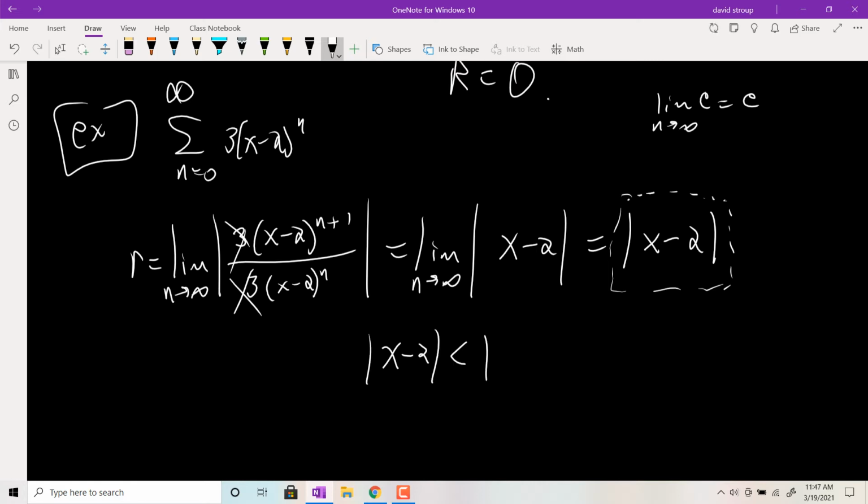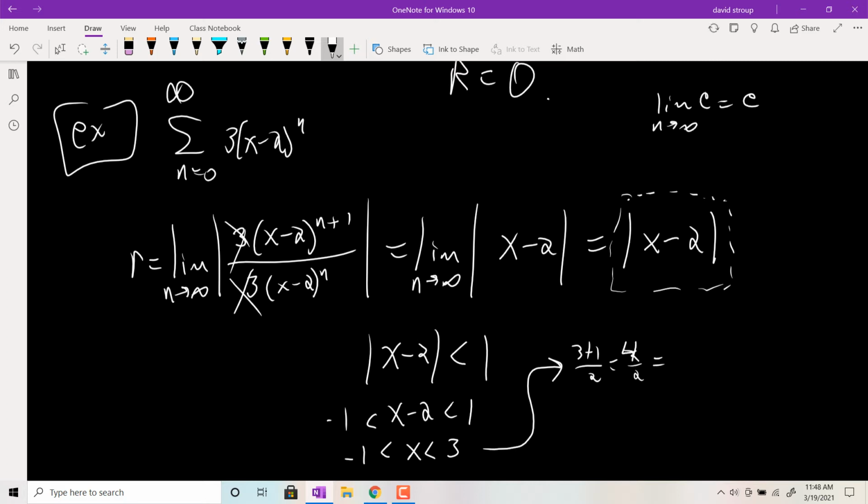Okay. And so you can expand this into a compound inequality. It's less than 1 and greater than negative 1. And then add 2 to all 3 sides. We get 3 greater than x greater than 1. And then the radius is just half that interval, right? So 3 minus 1 all over 2 is 2 over 2, which is, the radius is 1? Negative 1, sorry. 3 plus 1 over 2 is 4 over 2, which is 2. So the r value here is 2.